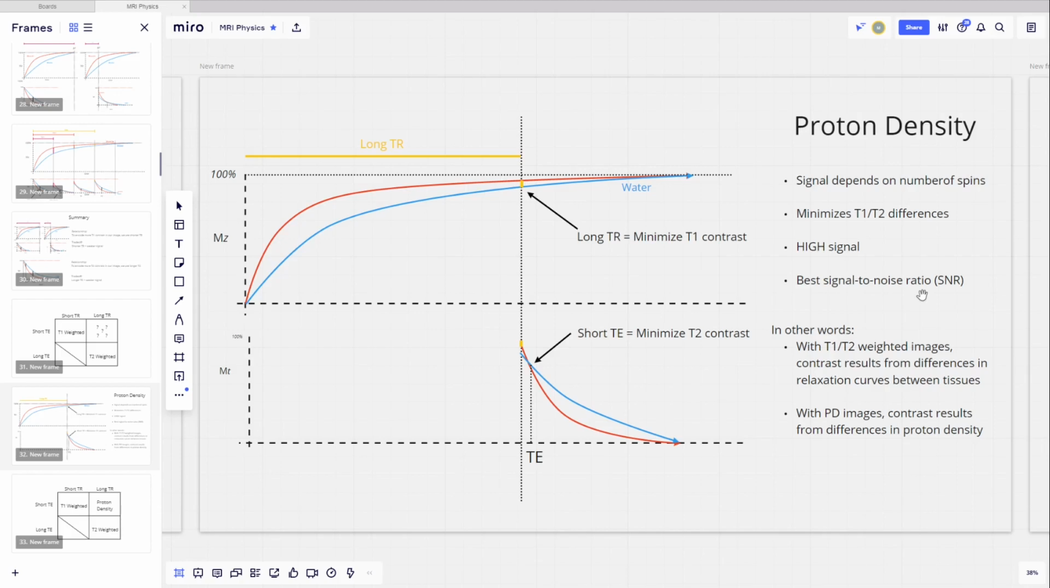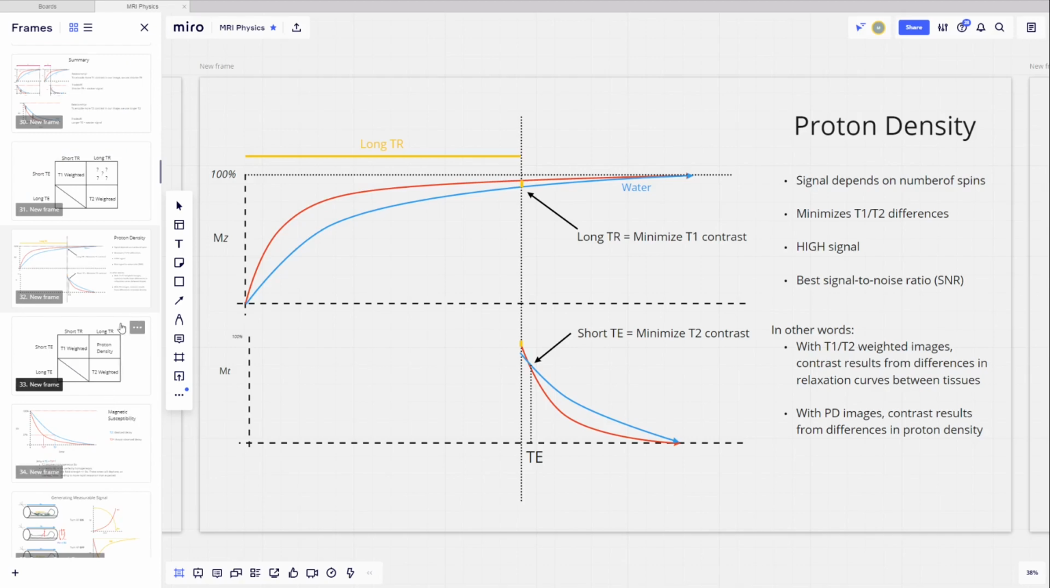So that's proton density. That's what that is. You're basically just adjusting your settings, your TR and your TE, minimizing the contributions of T1 and T2, and you're just focused on how much signal is related to the density at a particular point. Okay. So now our final chart looks like this.